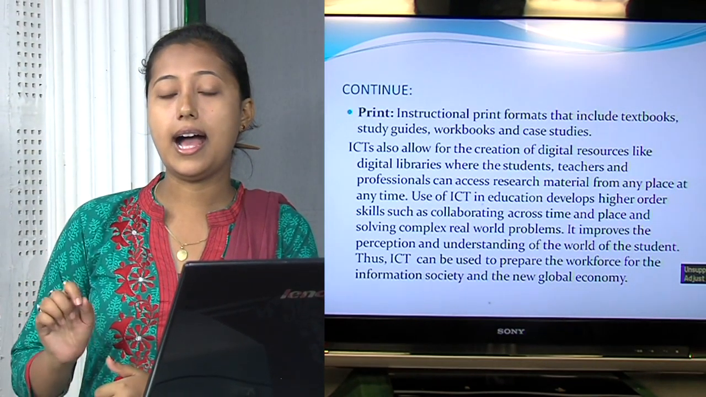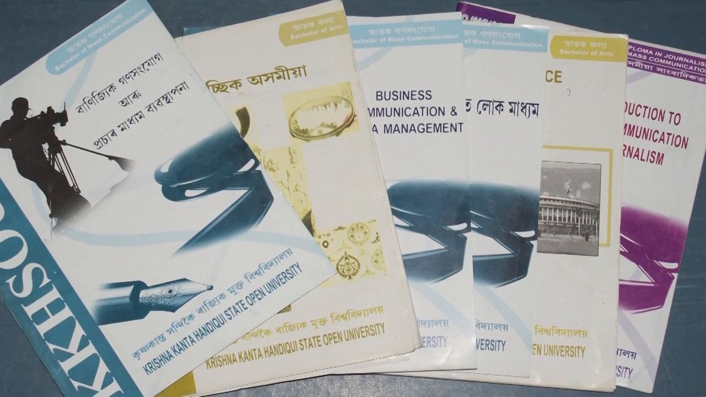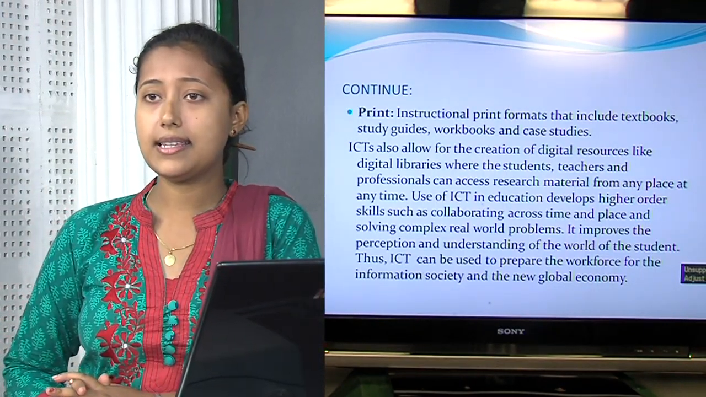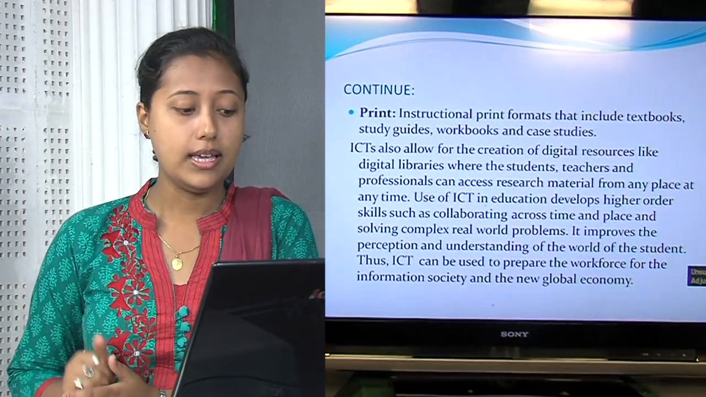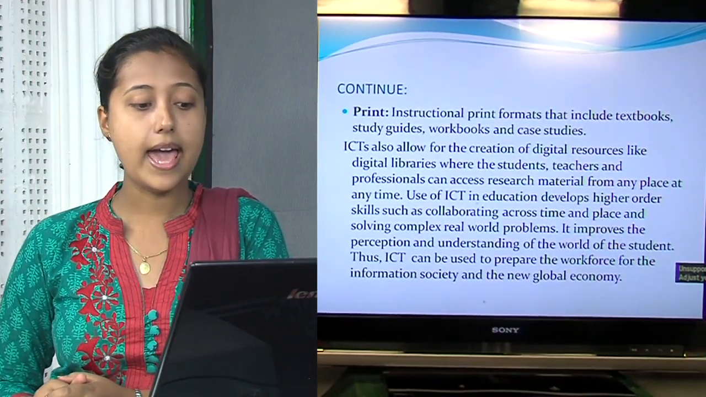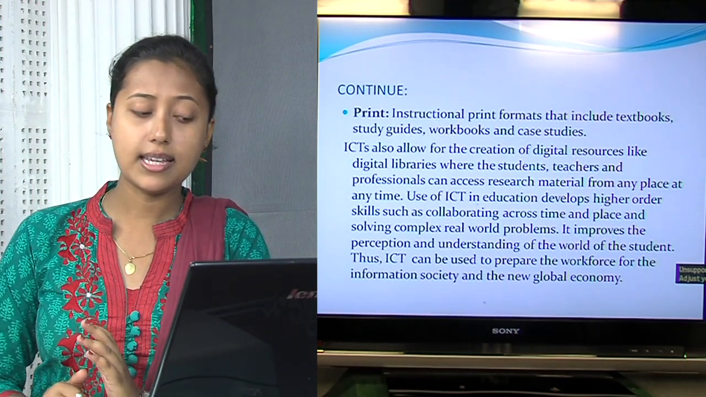And thirdly, ICT can be used as a print medium. In the print medium, the instructional print formats include textbooks, study guides, workbooks and case studies. Now we all know that ICT can be used in two forms, that is as a tool and as a medium. So we can say ICTs also allow for the creation of digital resources like digital libraries, where students, teachers and professionals can access research material from any place at any time.